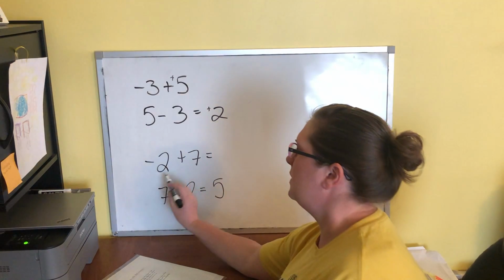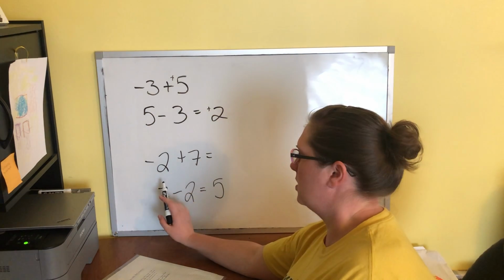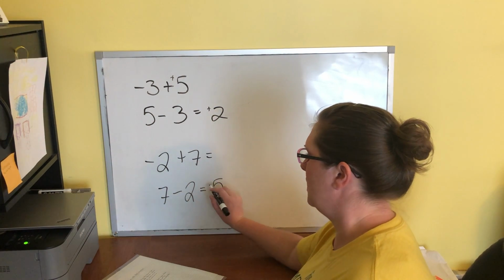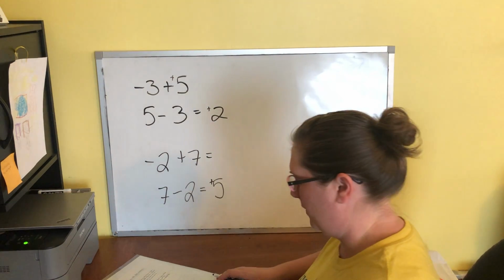Then you're going to see out of the two numbers, what sign is the larger number? Well, the 7 was larger and the 7's positive. So our answer is a positive 5.